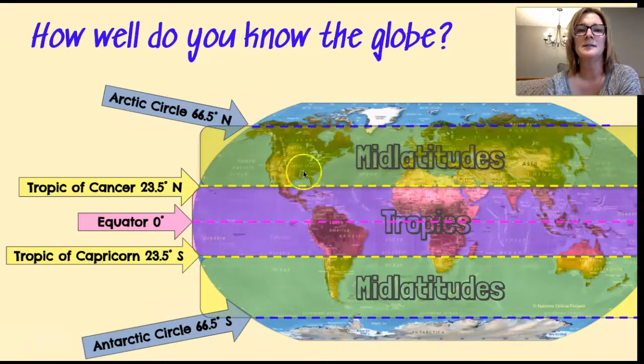You can see that all of the US and most of Canada, although northern Alaska sticks up there, are in the mid-latitudes, as well as the bulk of Europe, northern Africa, etc. And then the far north and far south is what we call the Arctic in the north and the Antarctic in the south. So go ahead and make sure you have all these labels on your notes.